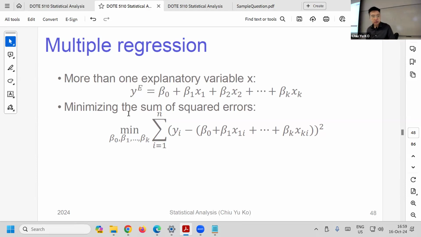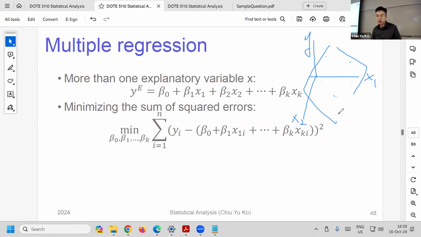Now use your imagination, it's a good time. So this is x1, this is x2. Suppose y is the third dimension here. There are points here. You try to fit a plane to make sure the vertical distance to the plane is the minimum. I hope you can imagine. Okay, this is a good one. So the data is like here, here, here, here. You try to fit a plane to minimize the distance. So that's the idea. Okay, so vertical distance.